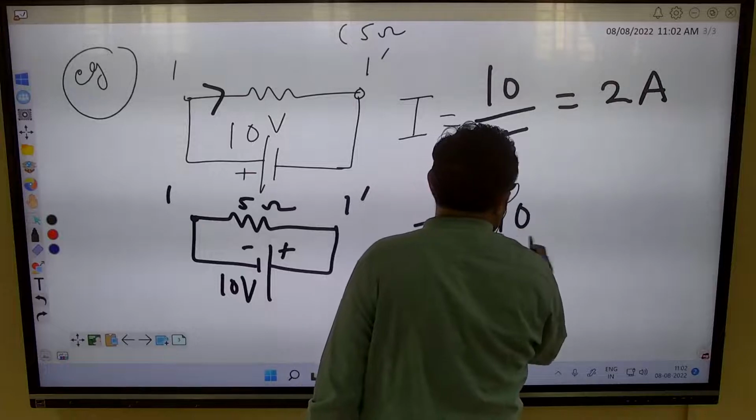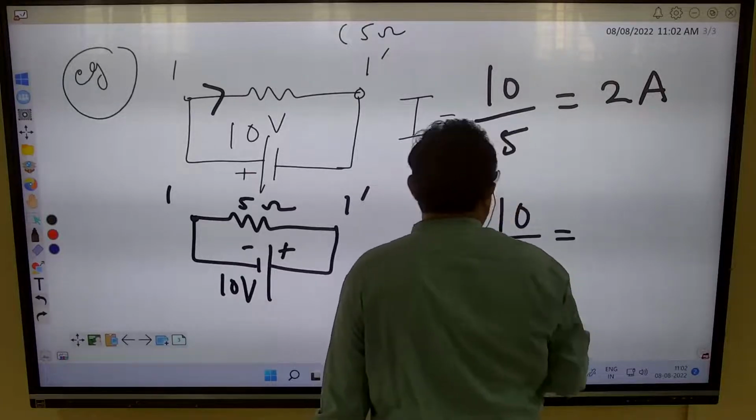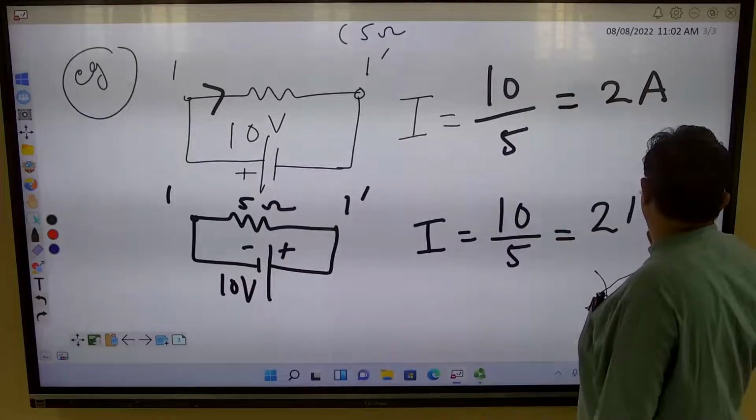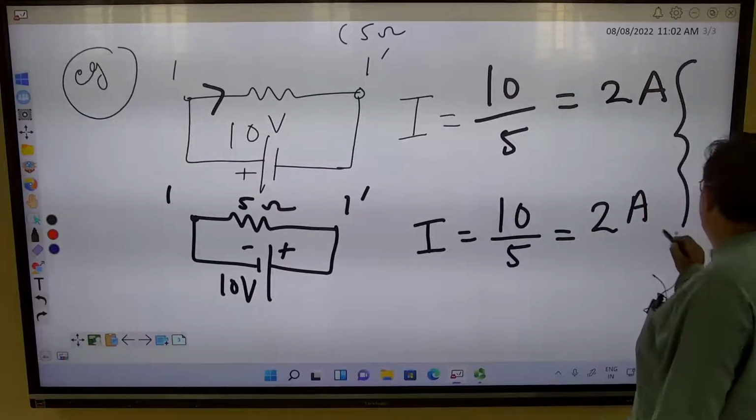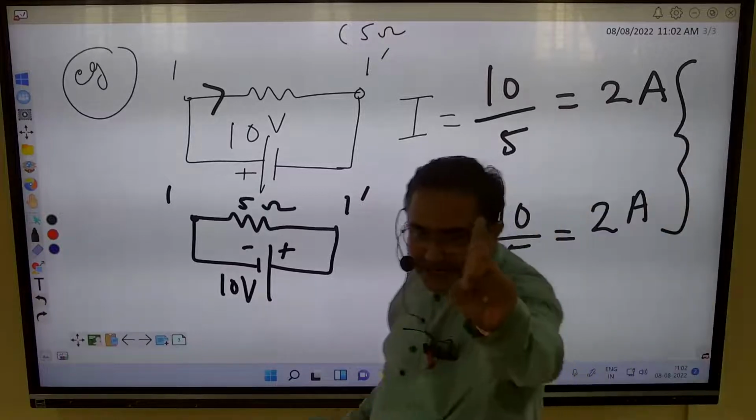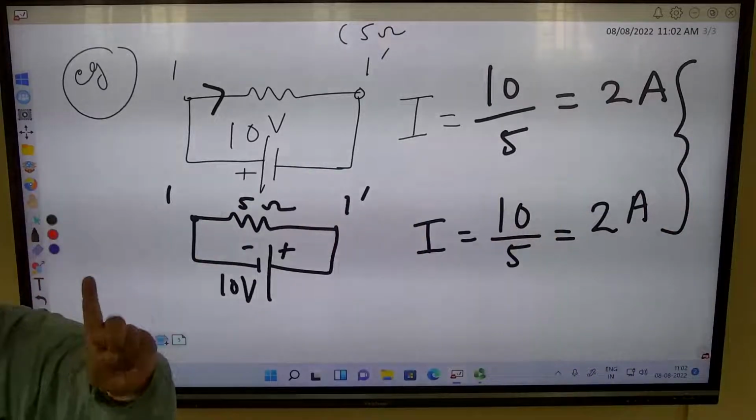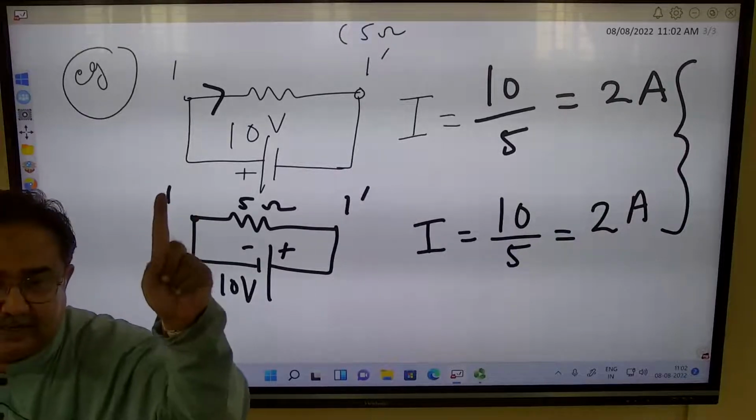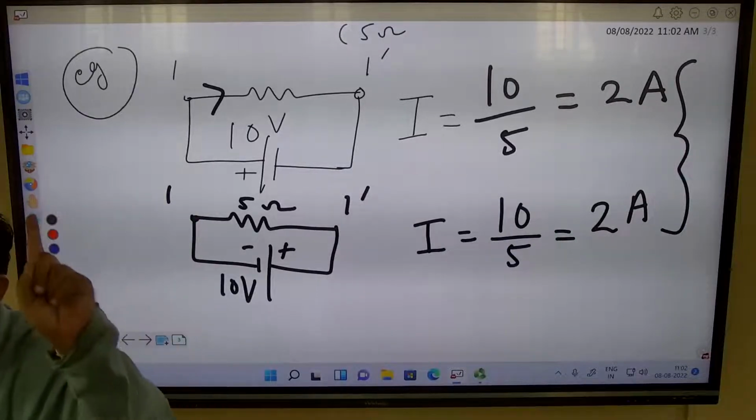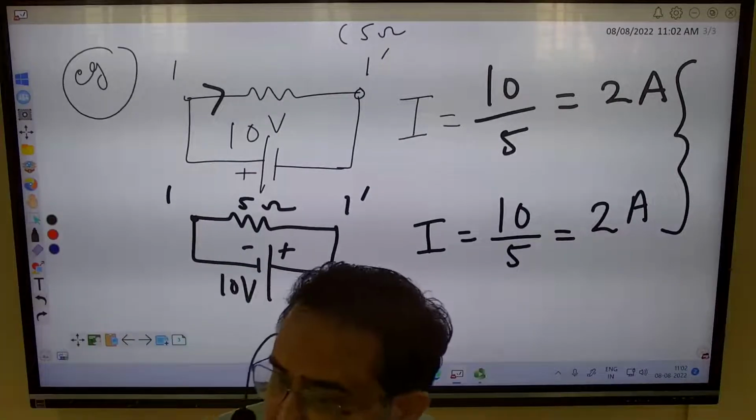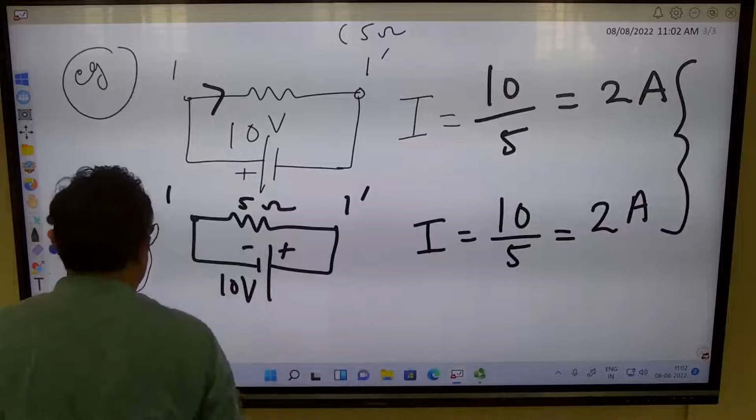10 divided by 5. How much? Are these two quantities same? Yes, means the terminal property has remained unchanged by reversing the polarity sign. Is it clear? Hence resistor is a bilateral element. Is it clear? Similarly, what are the other two devices?